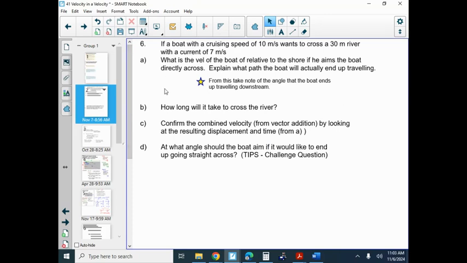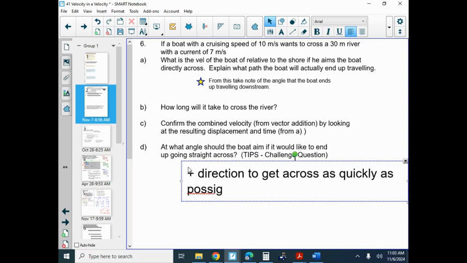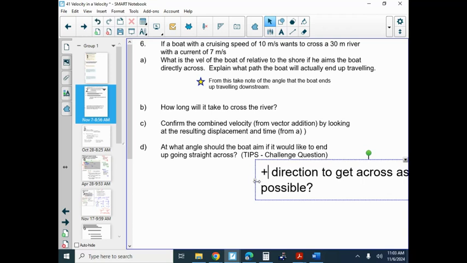This one's a lot more like what we did in class, that we get the river and so on. So how long does it take to cross the river? What's the combined velocity, and so on and so on, just like we did. And then this thinking question is built in here for you. Go straight across, and I should add on direction, to get across as quickly as possible. So both versions of the extra thinking question idea, we'll be taking that up soon enough.